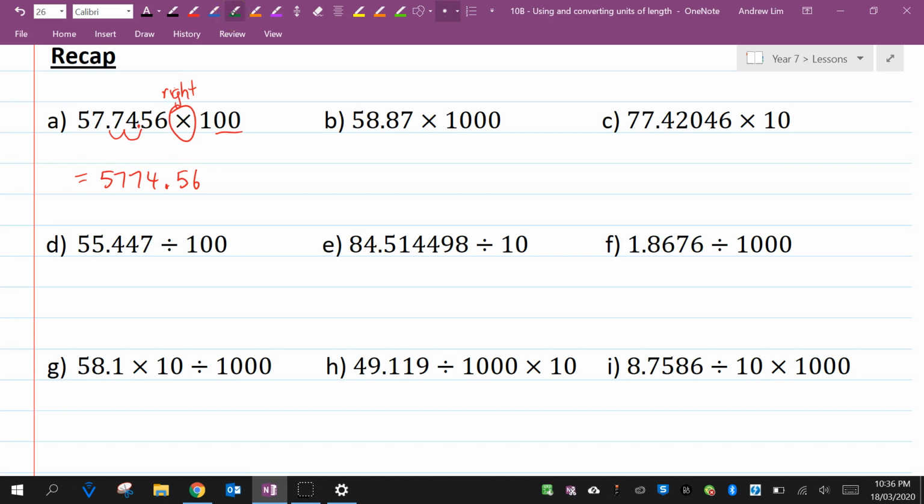In question D, because we are dividing, we are going to move the decimal point to the left. Because we're dividing by 100 and 100 has 2 zeros, we will move the decimal point to the left twice. 1, 2, which means our final answer is 0.55447. And it's 0 because there's nothing here.